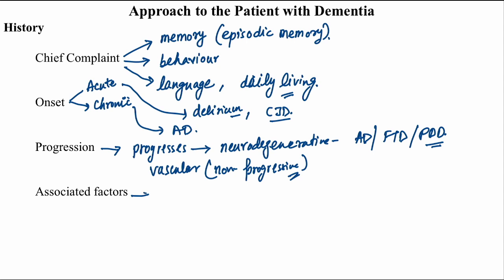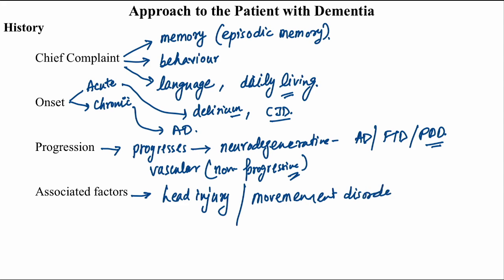Associated factors, what are the associated factors? Whether the patient had a history of head injury, whether the patient has movement disorders, along with the complaint of dementia. We have to rule out these things also.